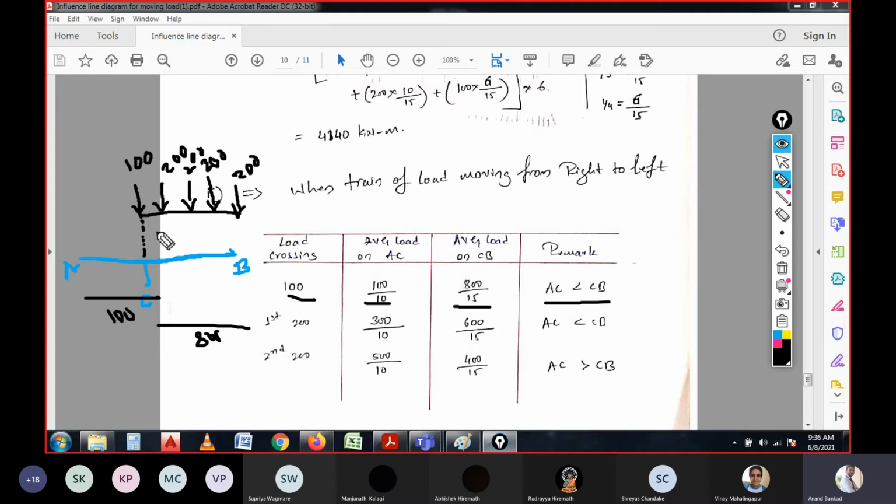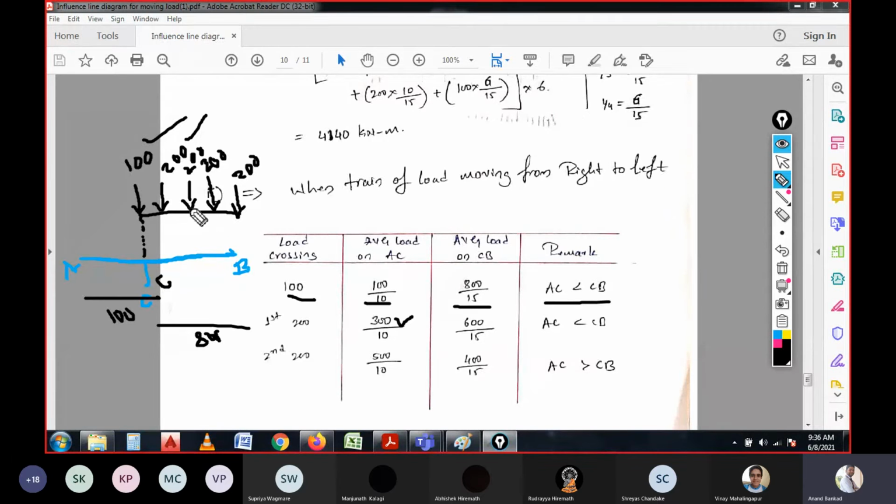And again the load is moved to the second, 200 kilonewton, to coincide with the section C. At that time, on the span of AC, we will be having the first 100 kilonewton and this second load of 200 kilonewton, so 100 plus 200 will be 300 on the span of 10 meter, and the remaining 600 kilonewton load will be on the span of BC, right? And this is how the sum of total loads will be 900 on either side.